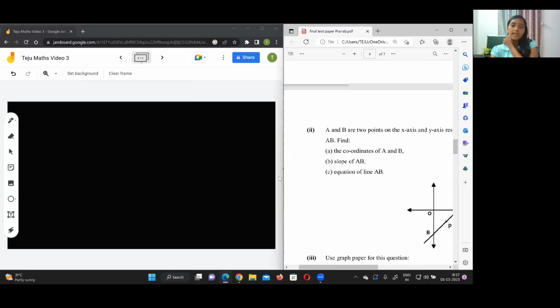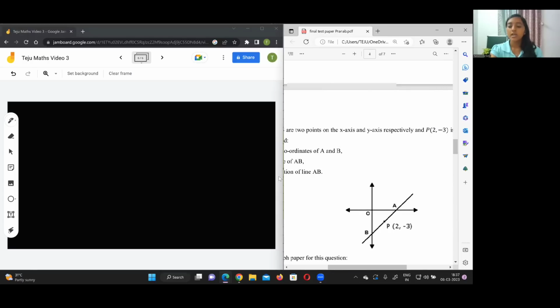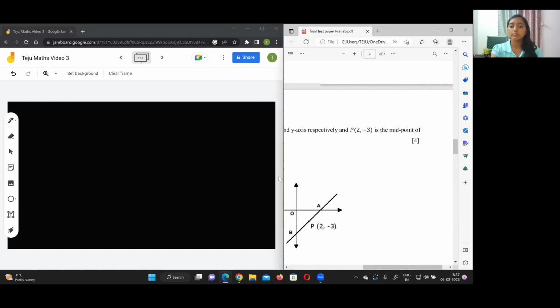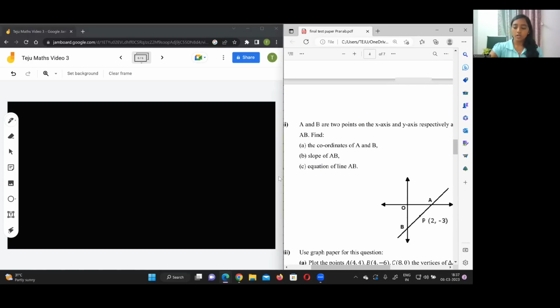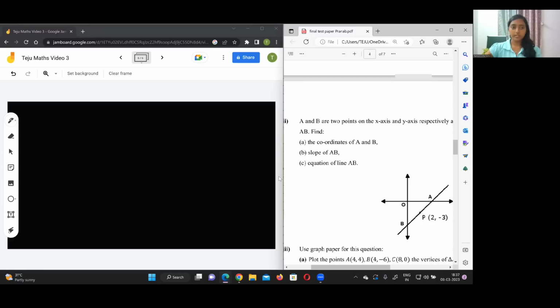So the next question says that A and B are 2 points on the x-axis and y-axis respectively, and P (2, minus 3) is the midpoint of AB. Find the coordinates of A and B. So what is given? Let's first draw. So what's given?